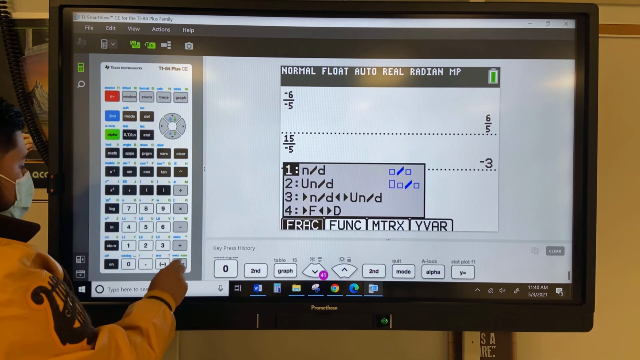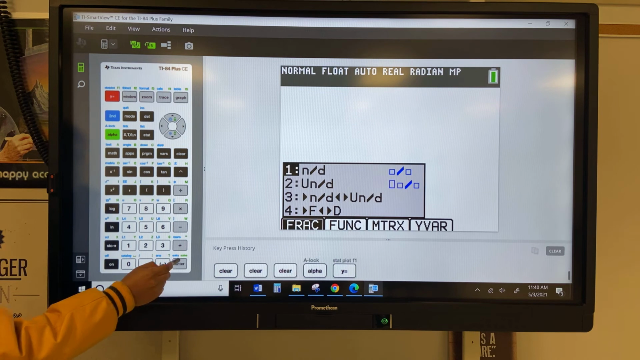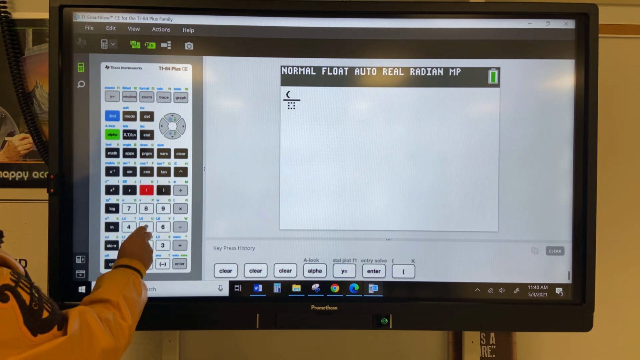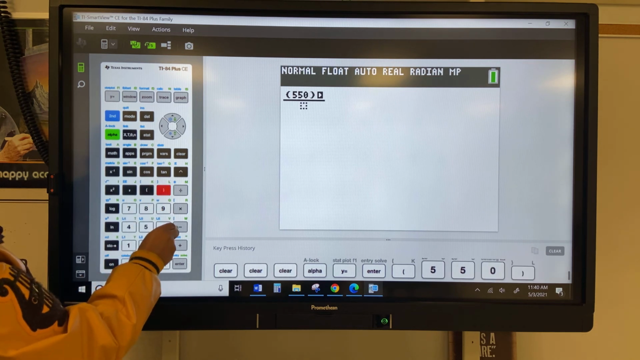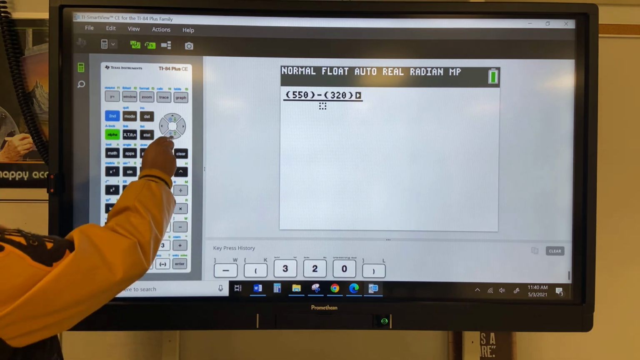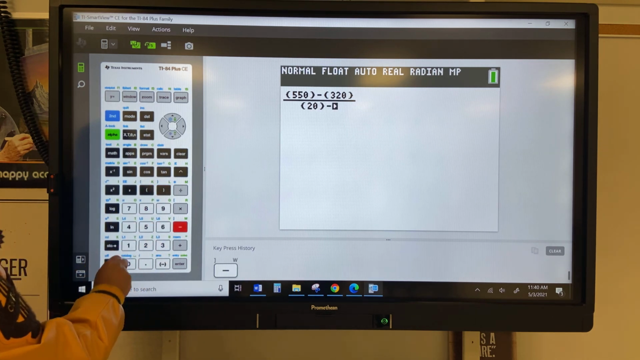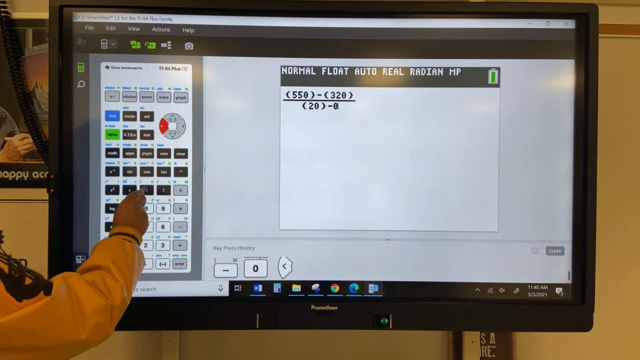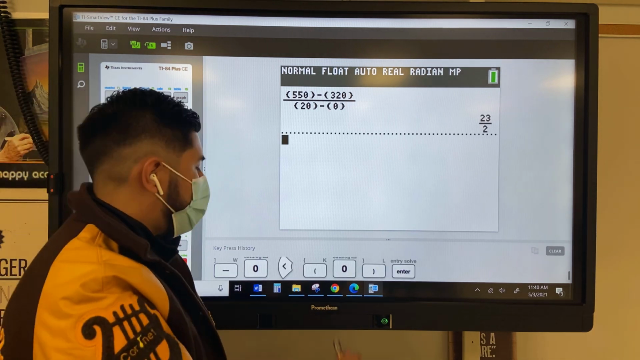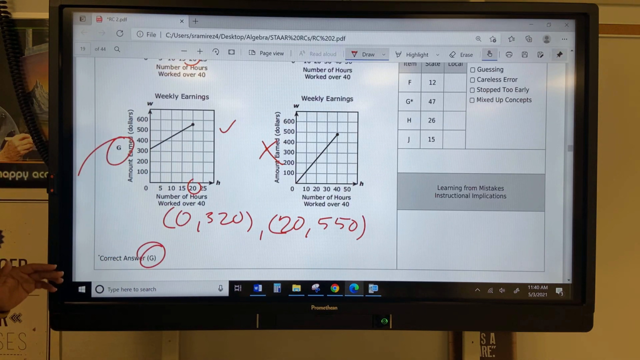Alpha y equals enter. Sorry, let me clear it. Alpha y equals enter. 550 minus 320 over 20 minus 0. Should be 12. Shoot. So I'm off by a little bit, but hey, close enough to 12. That's how you know it's G.